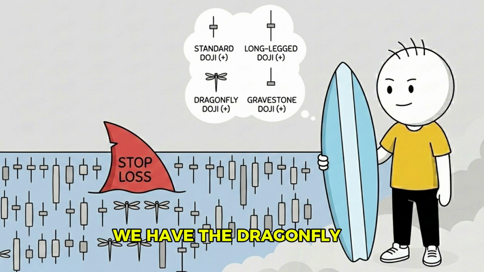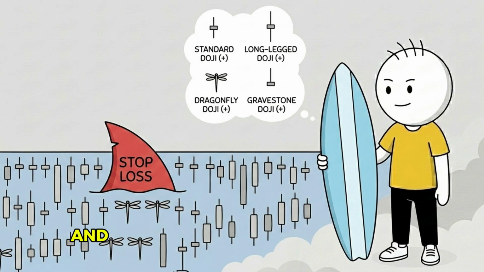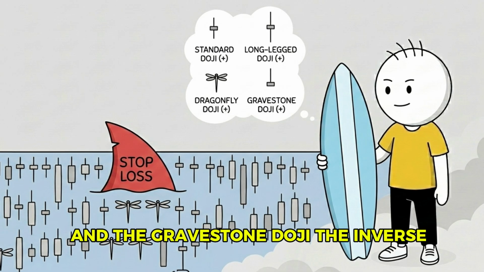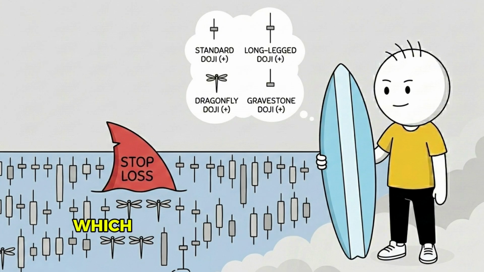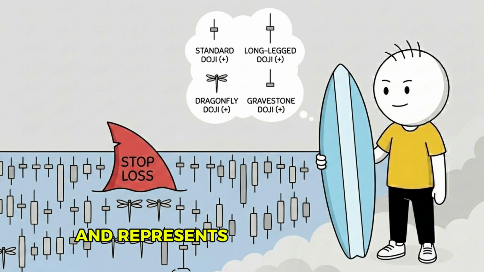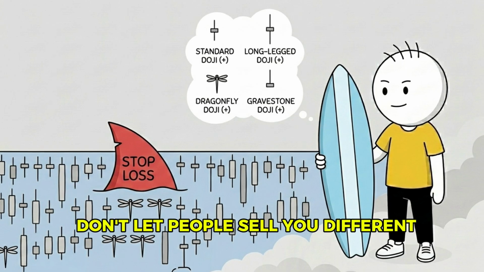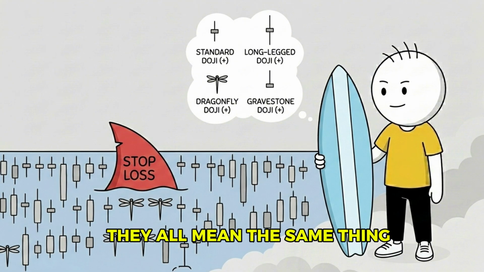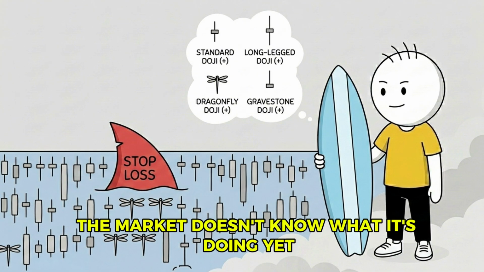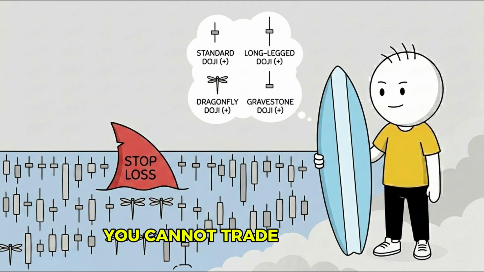Finally, we have the dragonfly doji, looks like a T, signaling a bullish reversal, and the gravestone doji, the inverse, signaling a bearish reversal. There's also the spinning top, which is very similar to a standard doji and represents the same indecision. Don't let people sell you different strategies based on these. At the end of the day, they all mean the same thing. The market doesn't know what it's doing yet. You need a strategy behind these candles. You cannot trade them alone.